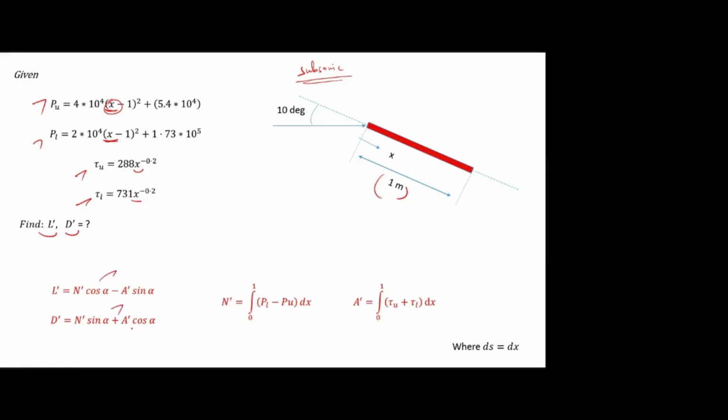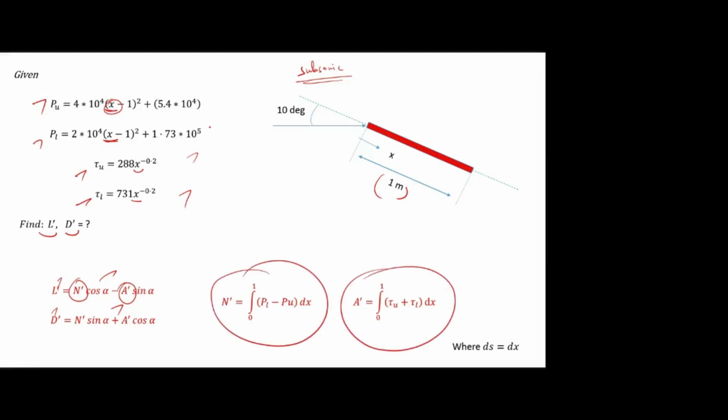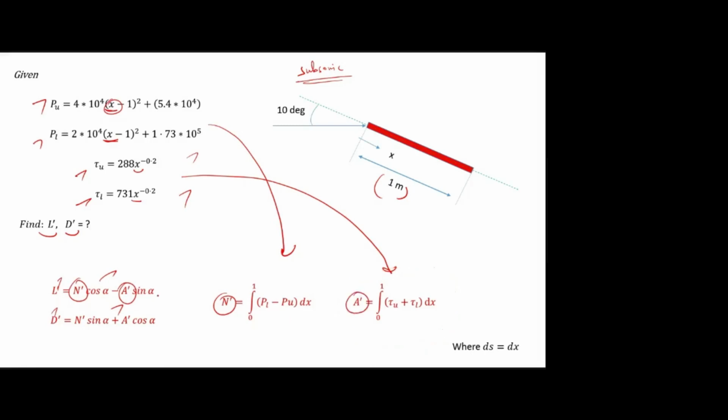Okay, so for L and D, we know that always first you have to find normal force and axial force before finding the lift and drag. To find the normal force and axial force, we need this pressure and shear stress. Actually, this is the final equation we are going to use. We are going to substitute pressure here to find normal force, and substitute shear stress here to find the axial force, then substitute here and you will get lift and drag. I will tell you how to get this equation now. Is that clear, the procedure?